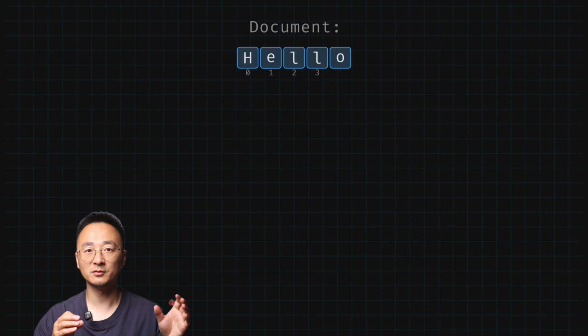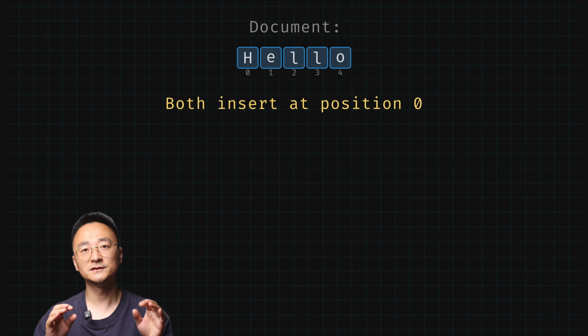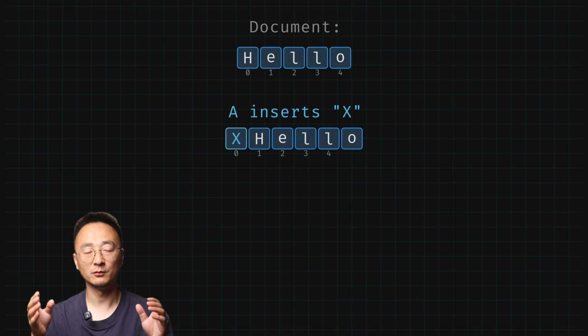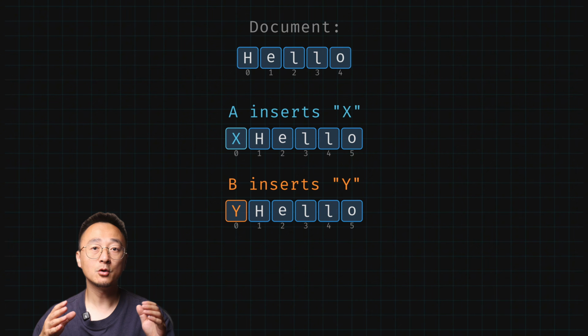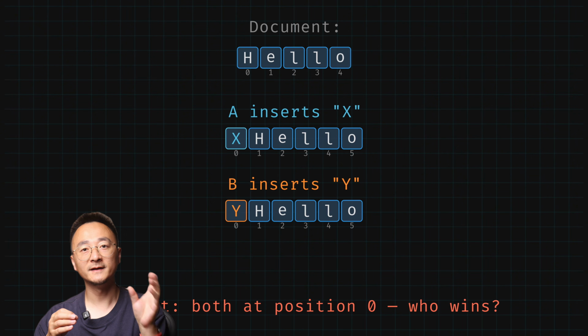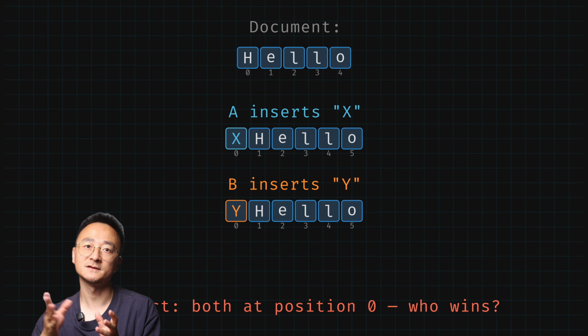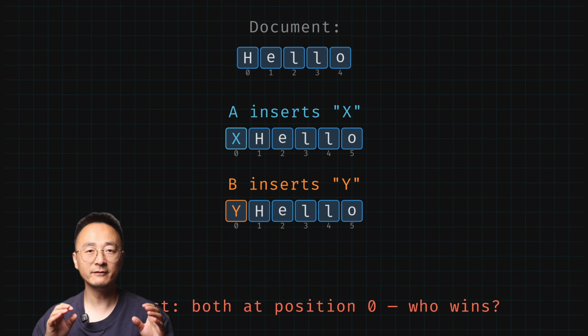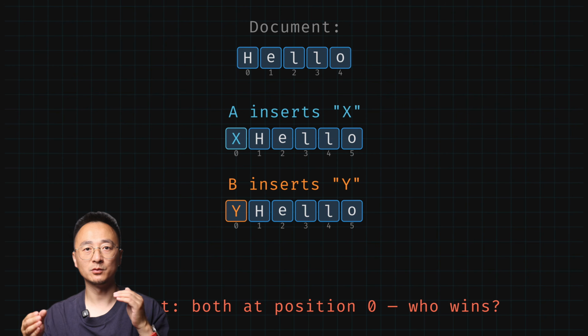Imagine a simple document with the word hello. Both users insert at position 0. User A inserts X, while user B inserts Y. Now we have the problem. If we apply A's edit first, we get X hello. And if we apply B's edit first, we get Y hello. If we apply the second operation blindly, the final result depends on which one arrives first. This is because index-based operations do not commute.